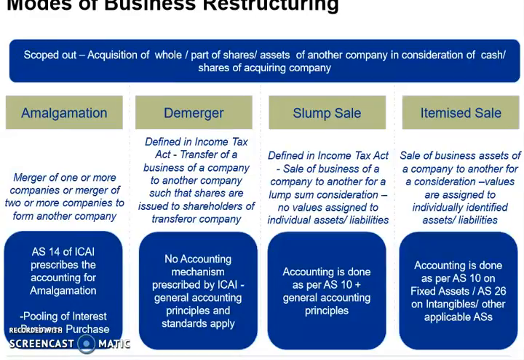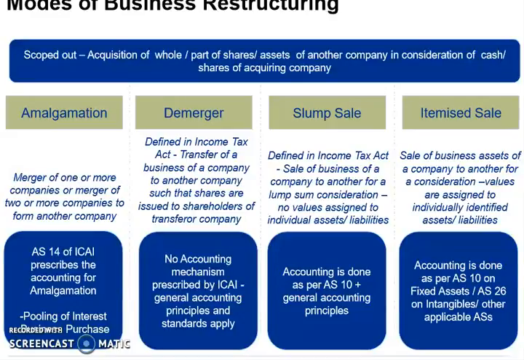In case of slump sale, you know about slump sale? In slump sale, what happens is basically a business. For example, Reliance Industries, they have got a lot of businesses. And one of the businesses is sold to another company for a lump sum consideration. That is a slump sale. Here, what accounting standard would apply? It's AS10 basically. That would be applicable.